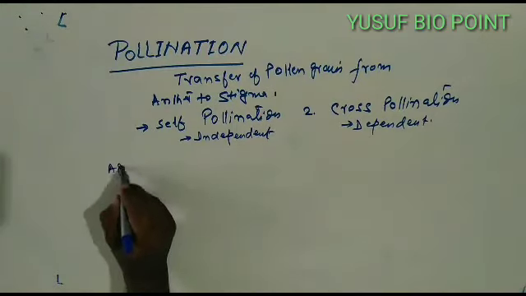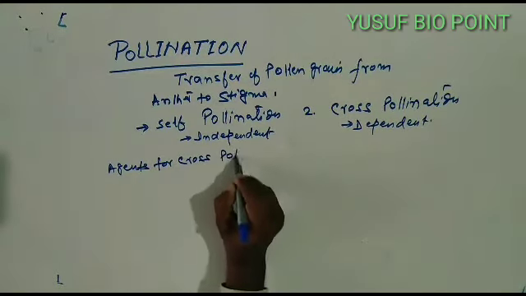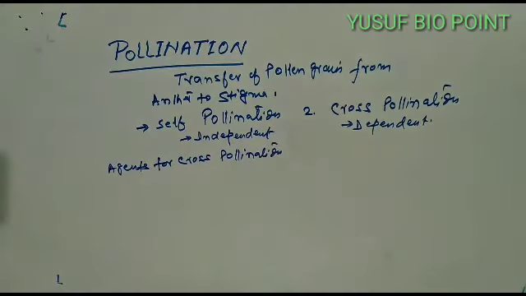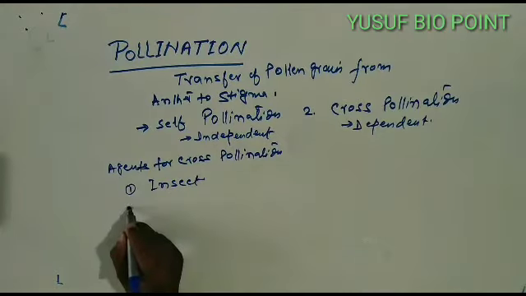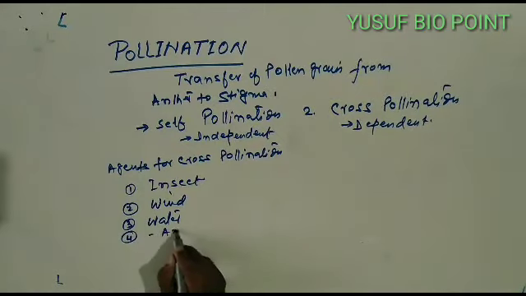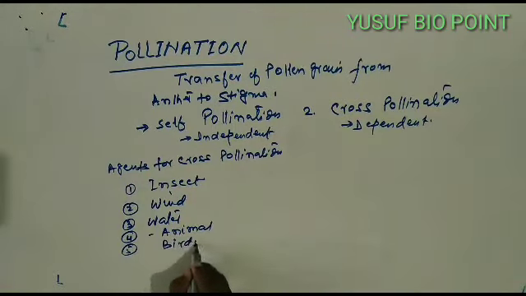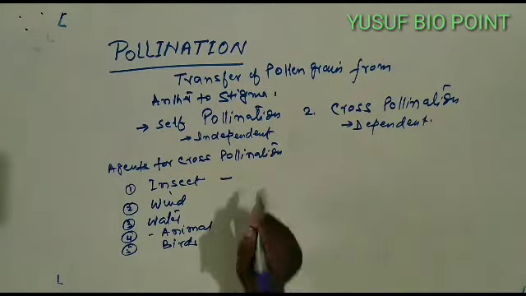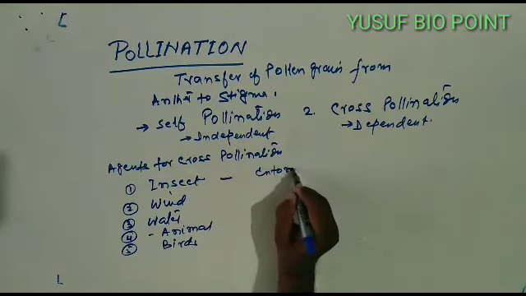So the agents for cross-pollination are: one is insect, second wind, third water, fourth animal, and fifth birds. The pollination which takes place by means of insects comes under entomophily.